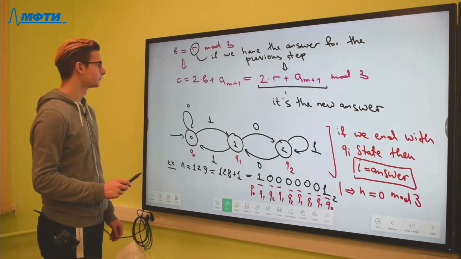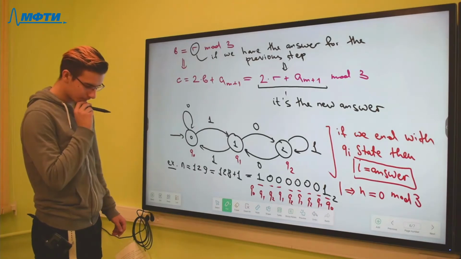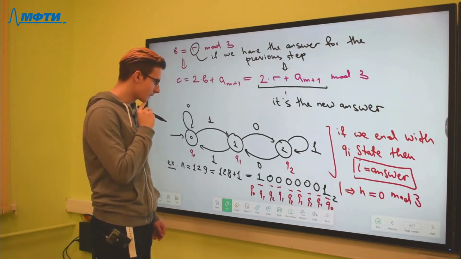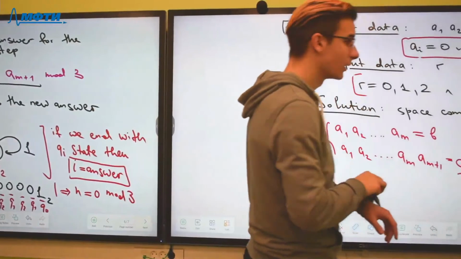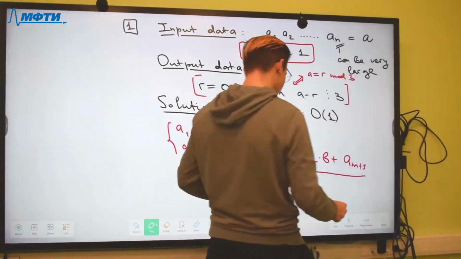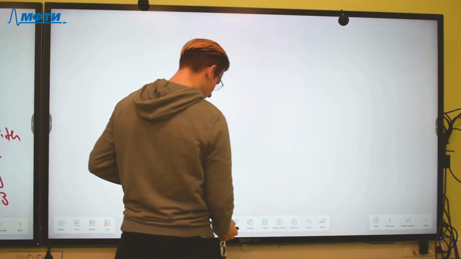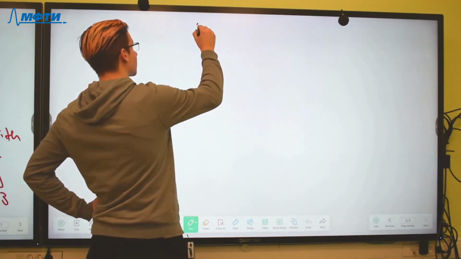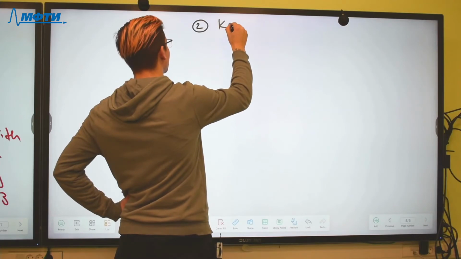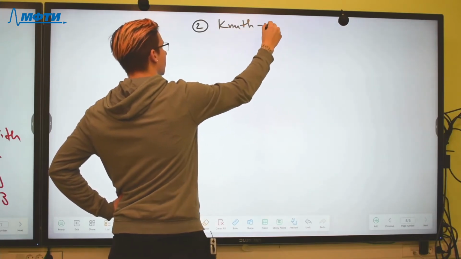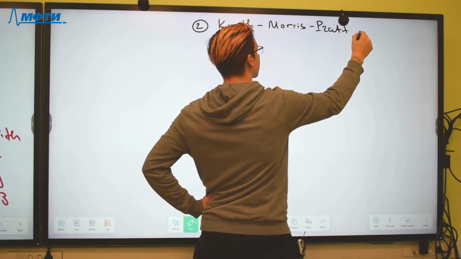So it is the first application of the DFA, and the second that we will talk about after break time will be the Knuth-Morris-Pratt algorithm.